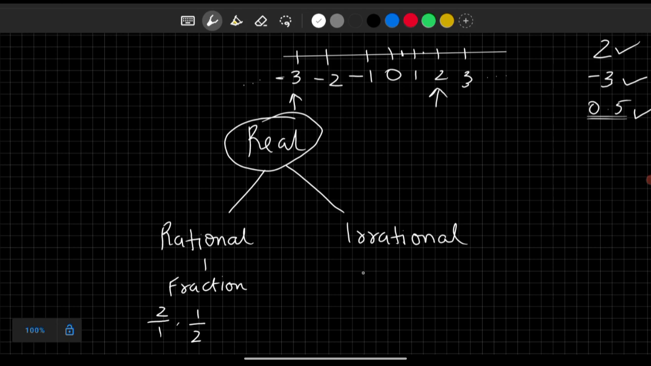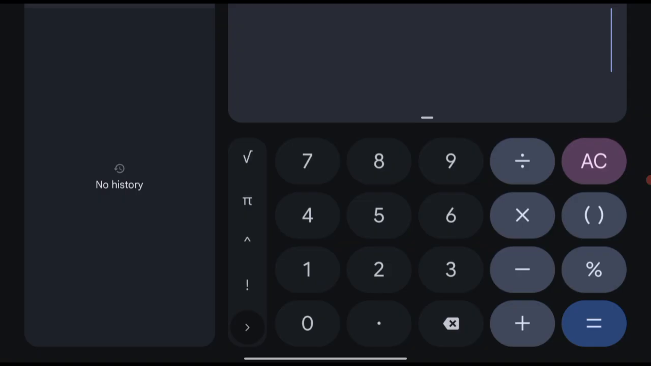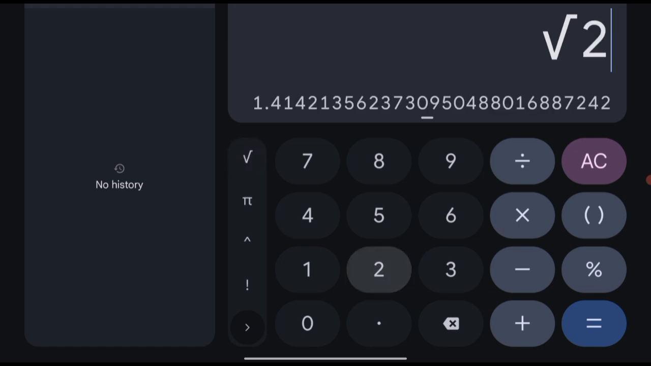Now what are irrational numbers? Irrational numbers are numbers like root 2 that we just saw before. Root 2 cannot be represented as a fraction of two numbers. Why? Let's see. What is the actual value of root 2? If I take a calculator here and if I say root 2, you see this is the value that the calculator shows. 1.4142 and it just goes on like that.